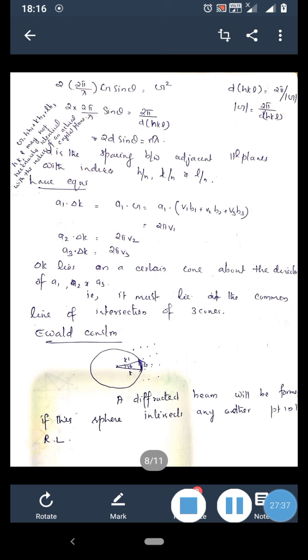Next we can see what the Laue equations are. We have the diffraction condition delta k is equal to g, and that can be represented in another way, called the Laue equations. For that, suppose we take a1 dot delta k, it will be equal to a1 dot g, which is a1 dot (v1 b1 plus v2 b2 plus v3 b3). You know the relation between a1 dot b1, a1 dot b2, etc., so that will be equal to 2 pi v1 only. Similarly, a2 dot delta k will be equal to 2 pi v2, and a3 dot delta k is equal to 2 pi v3.